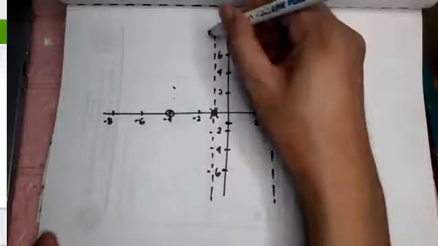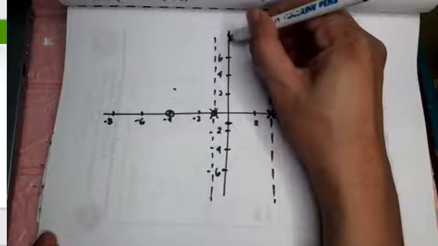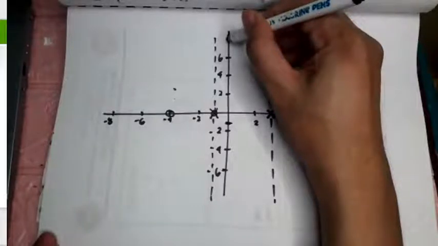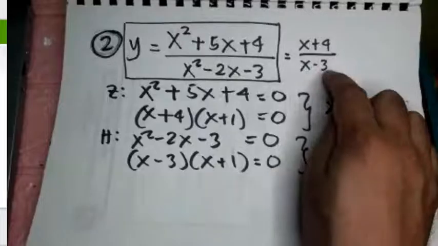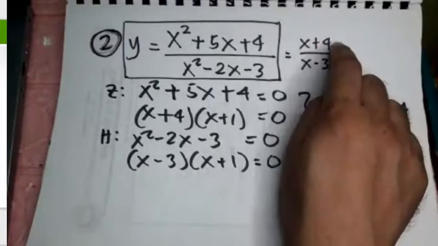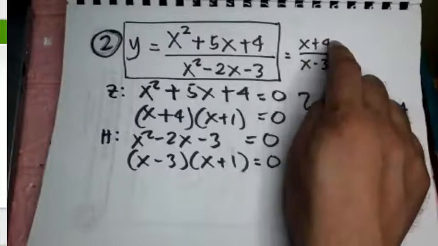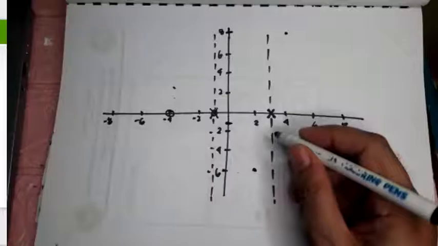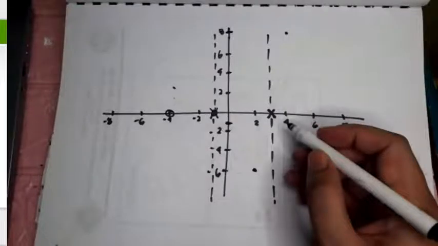How about if x is equal to 2? 2 plus 4 is 6, 2 minus 3 is negative 1. So 6 over negative 1, immediately it becomes negative 6. So this is negative 6. So this is the value. Okay, so this is a whole.